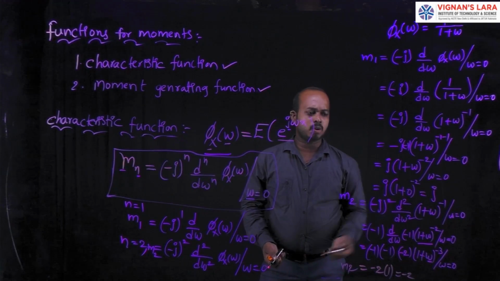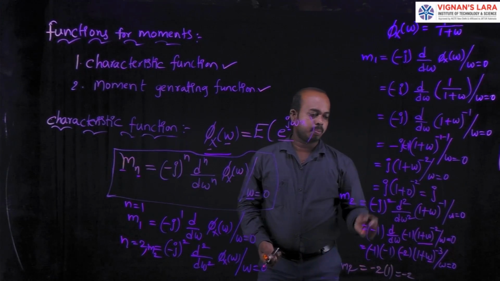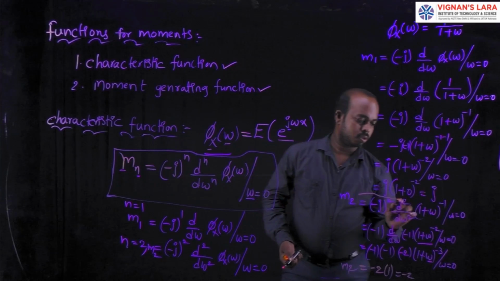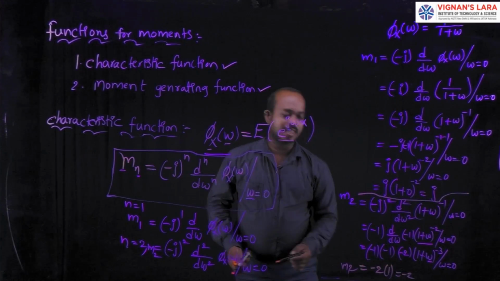In this way, you can find the moments of the characteristic function. Up to now, this one represents the first moment, and this one represents the second moment.